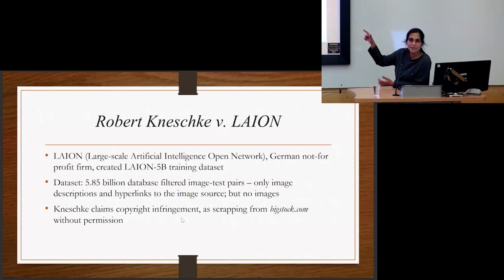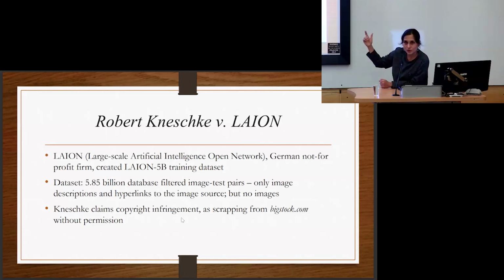It created the LAION 5B training data set. So it used billions of data points about images which were available on the internet through Common Crawl. It crawled through them and filtered these image-text pairs, and what it created as an output was only the image descriptions. So, for example, we take a picture of this, and LAION uses this image to make a description and a hyperlink showing where the image is available, like on the Cambridge University website. So it did not download or copy the pictures. All it did was take the descriptions and the hyperlinks. It did not take the image. That fundamental difference is very important to see infringement in this case.